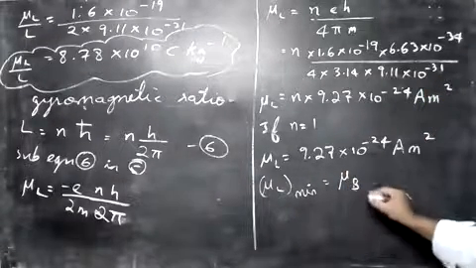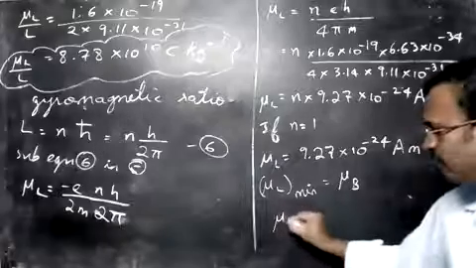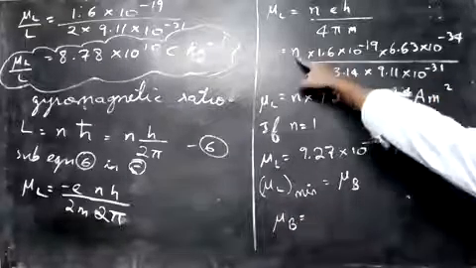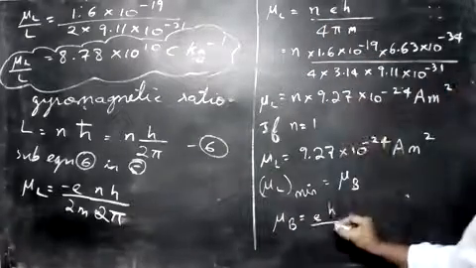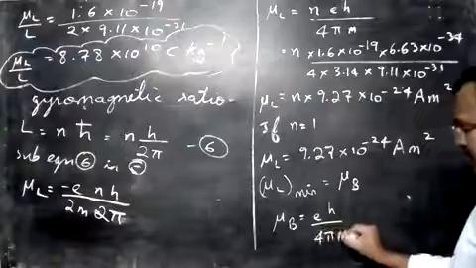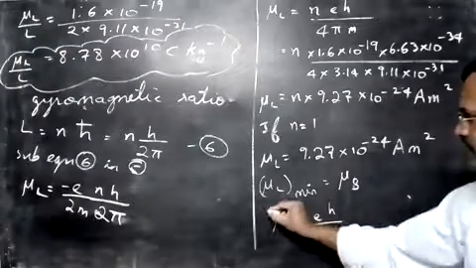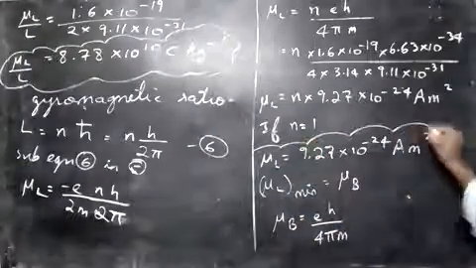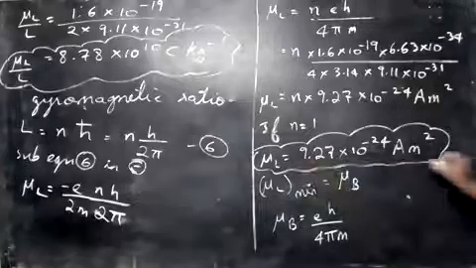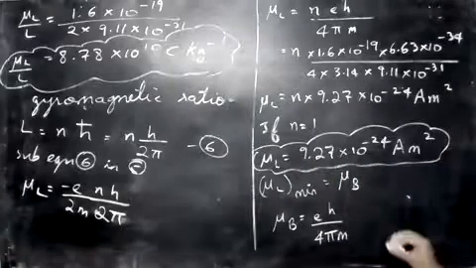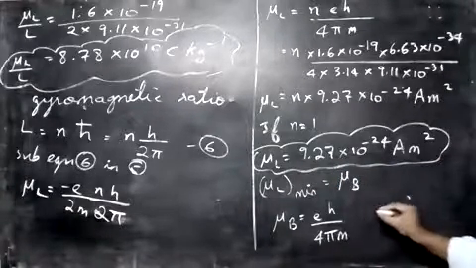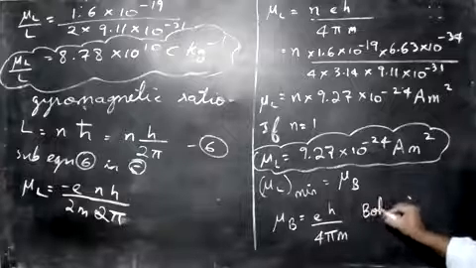So what's the value of mu B? n becomes 1 here, so we get e h by 4 pi m. This is the value of mu B, and the number also is noted. This is mu L, the lowest value, or the magnetic moment of one electron, or of the first orbit. This is a special value called the Bohr magneton.